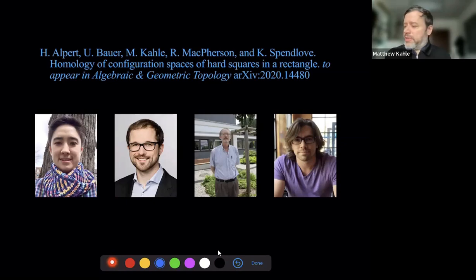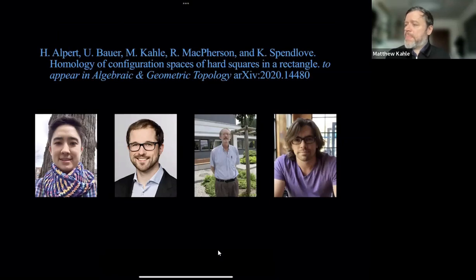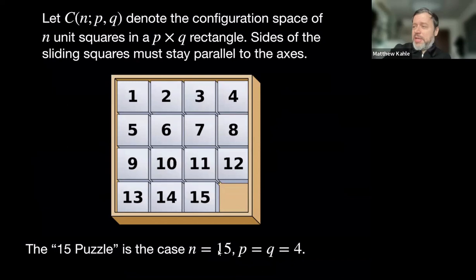So we'll talk about homology of these spaces. So what are the spaces, first of all? We'll use this notation consistently throughout the talk. C(n,p,q) is the configuration space of n unit squares sliding around in a p by q rectangle. The sliding squares aren't allowed to rotate. They have to keep their sides parallel to the axes. So you might think of, for example, the classic 15 puzzle. Maybe you played with one of these before. The 15 puzzle is, you can slide these 15 pieces around. There's always one hole that you can move a piece into.